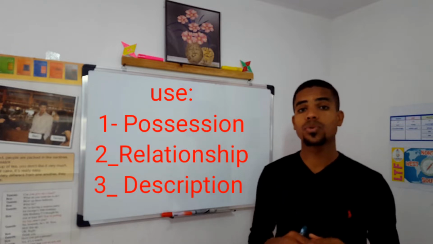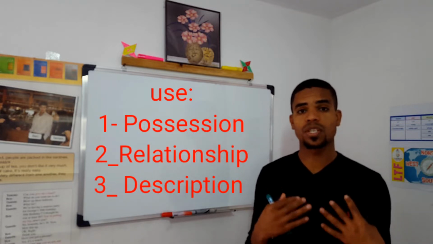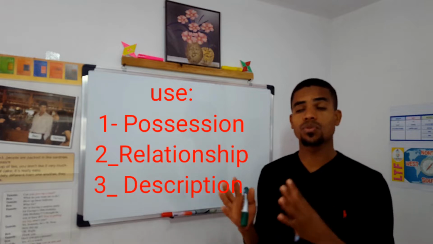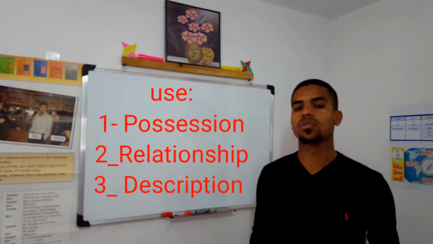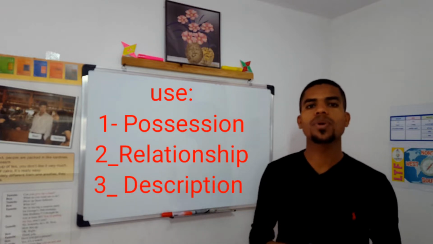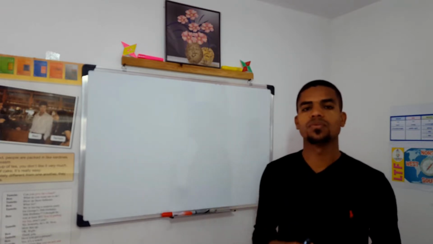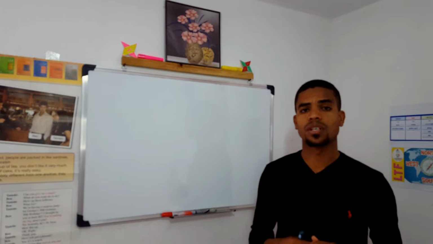And we also use verb to have if you want to describe yourself to someone, or if you want to describe someone, or if you want to describe an animal. In this case, you will also need verb to have. That is why we have to learn this verb. It is very essential that we start with this.